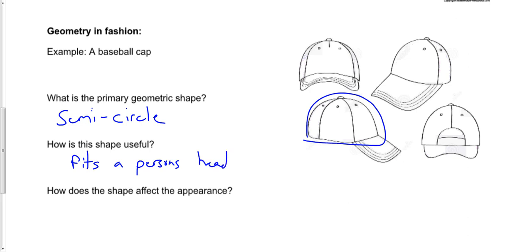And how does the shape affect the appearance? Well, you can tell that it's going to be reflective of the shape of someone's head that's actually in there. It will fit nicely upon a person's skull. Okay. And so you can obviously add design and decoration to the actual shape itself, logos or color schemes or patterns, to try and make the hat that much more appealing. Okay.